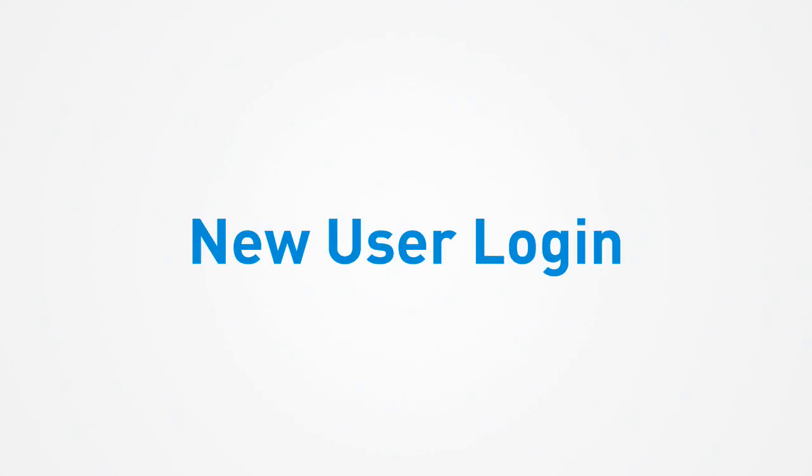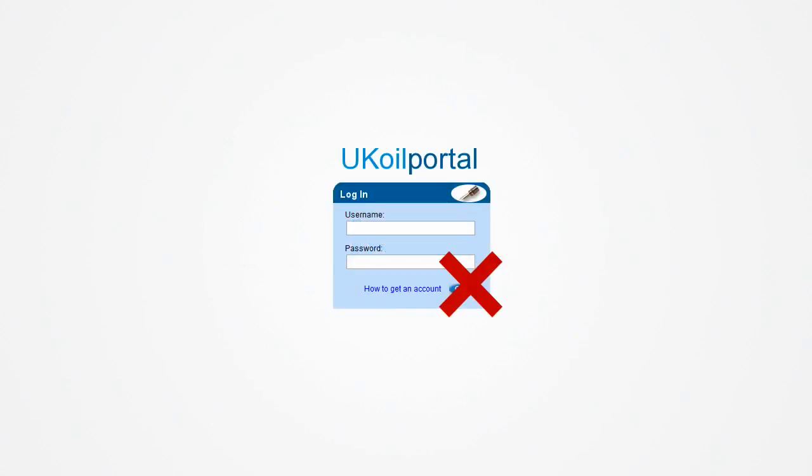Please note, you only need to register for a new account if you are not an existing UK Oil Portal user. UK Oil Portal users can log into the license application's repository using their existing portal username and password. If you already have a UK Oil Portal username and password, please bypass this registration process and go directly to existing user login instructions using your portal login details.